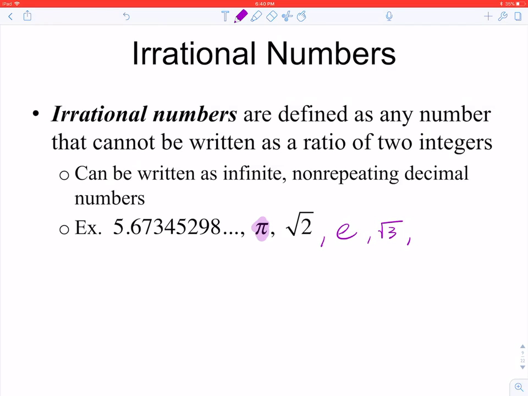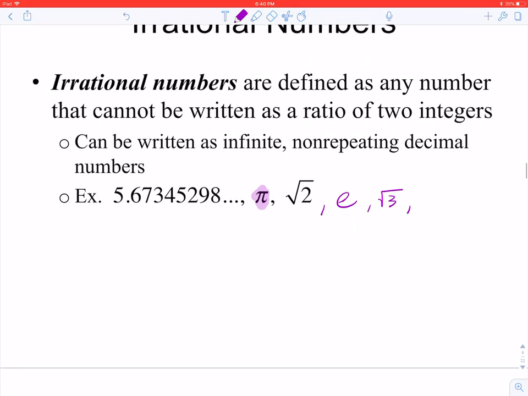I have 5.67345298 ... where that ... remember, implies that the decimal will continue on forever. Notice that there is no line to indicate there's any sort of repeating pattern. So this is a non-terminating decimal. 5.67345298 ... is a non-repeating decimal, and it continues on forever, so we say that it's either infinite or non-terminating.